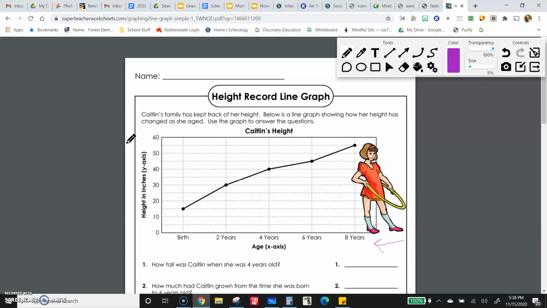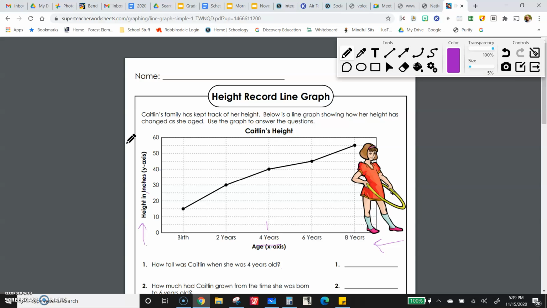So 0, 2, 4, 6, and 8. And then height in inches. And we're counting by tens officially. And then those lines in between, we'll have to figure out what they're counting by. So if it asks us, how tall was Caitlin when she was 4 years old? Well, 4 years old, go up, go over, 40 inches. It's in inches.